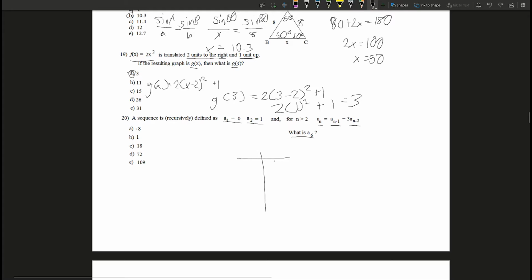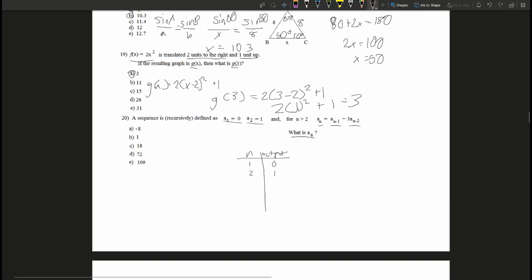So we're going to have input, output. So our first two numbers are already given to us. We know that a sub 1, instead of writing input, I should write a sub n. So n. So for n is 1, it gives us 0. And then for n is 2, it gives us 1.